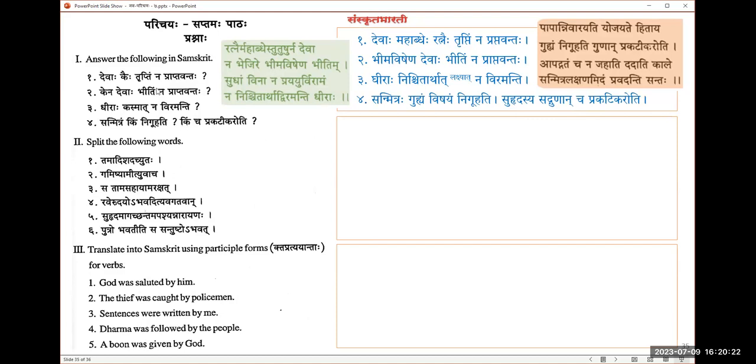So now let us call Indira. Indira, split the following. Tamadishad chutaha. Is it Tama? Tama Adishat, you're right. It can be Tama Adishat, but Tama means darkness and it is pratyaya-less, so it won't split like that, right? So what could it be?